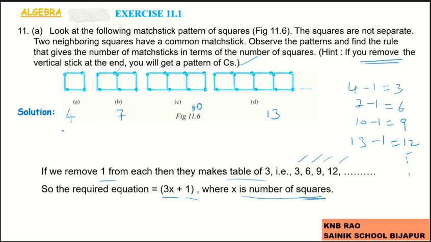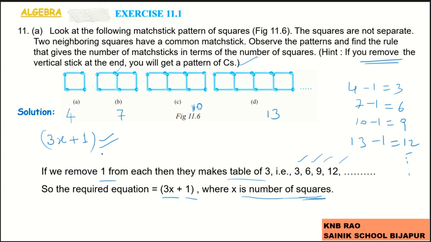This is very simple. Number of matchsticks required will be number of square boxes into 3 plus 1. So, 3x plus 1 will be the number of matchsticks required.